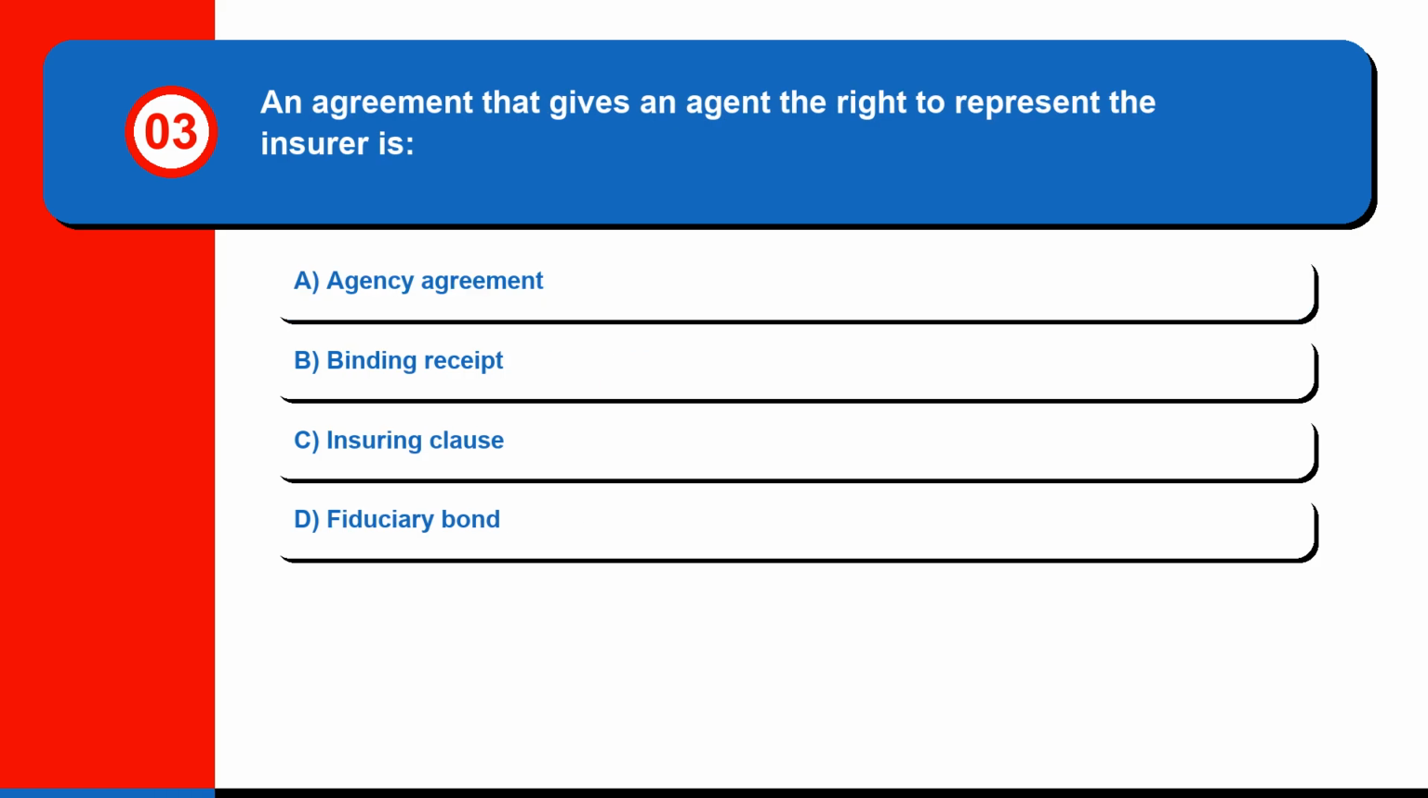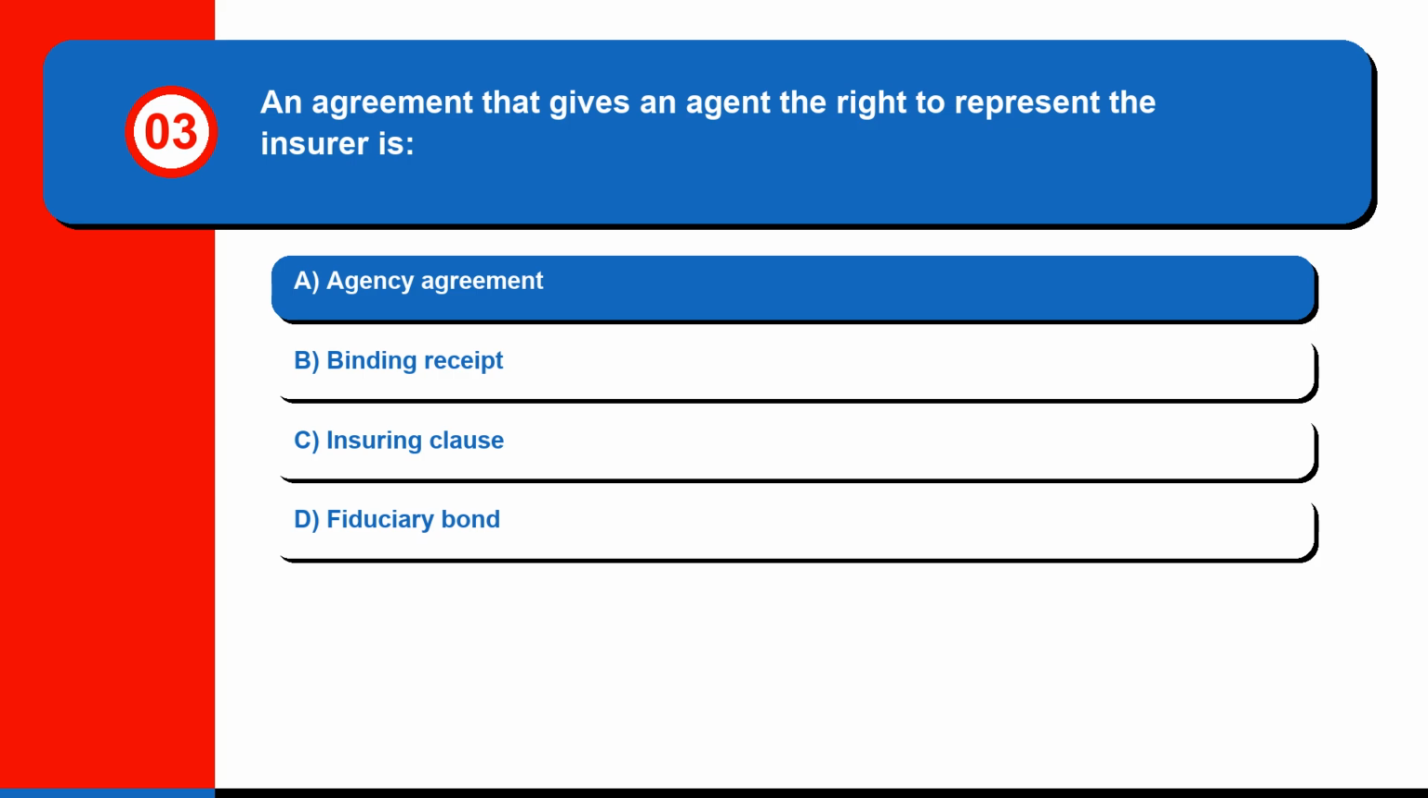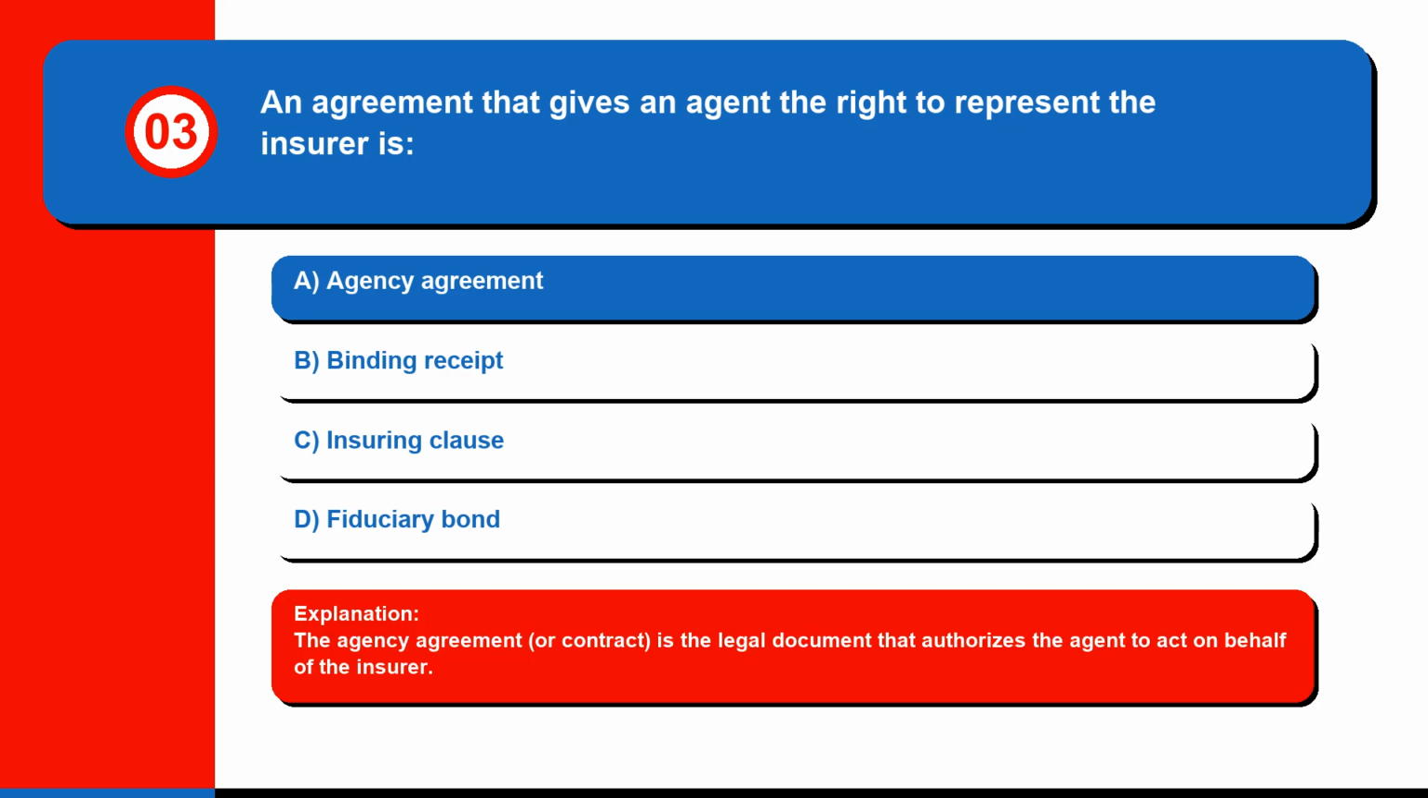Question 3. An agreement that gives an agent the right to represent the insurer is A. Agency agreement, B. Binding receipt, C. Insuring clause, or D. Fiduciary bond. The correct answer is A. Agency agreement. The agency agreement, or contract, is the legal document that authorizes the agent to act on behalf of the insurer.